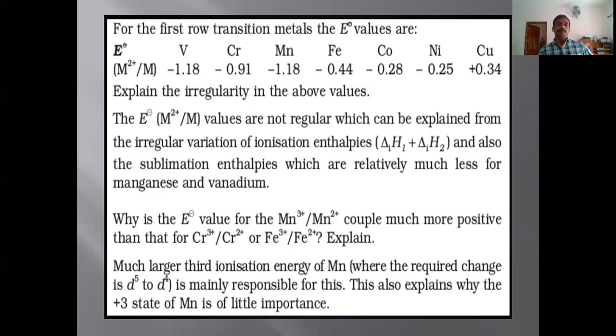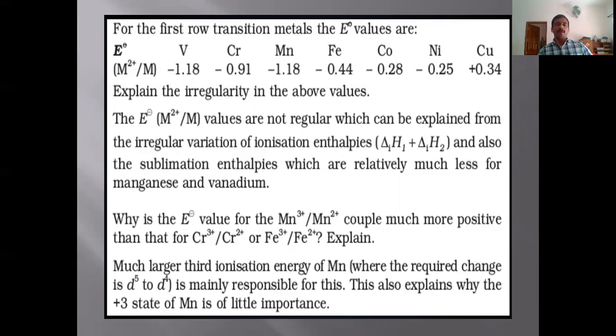Now, you read this question. E0 values of M2+/M ions are given. The elements: vanadium minus 1.18, chromium minus 0.91, manganese minus 1.18, iron minus 0.44, cobalt minus 0.28, nickel minus 0.25, and copper plus 0.34.